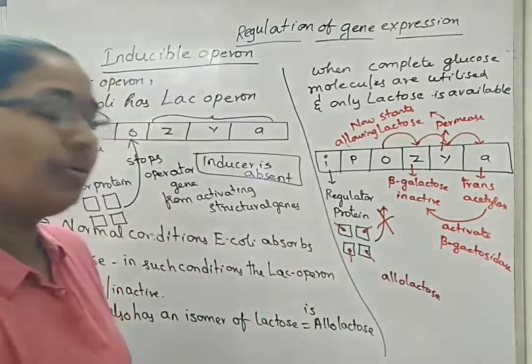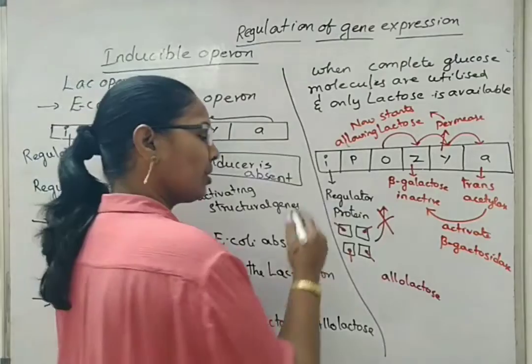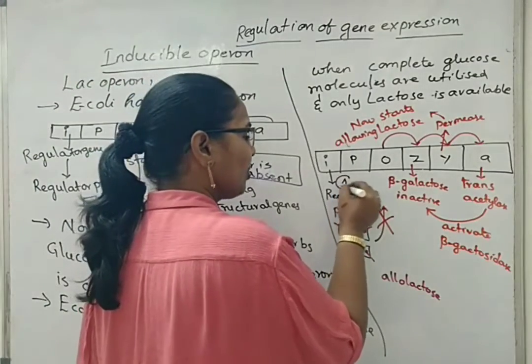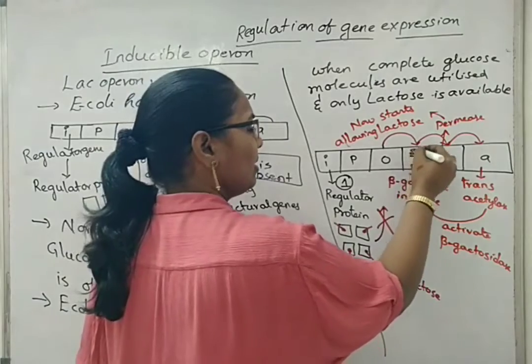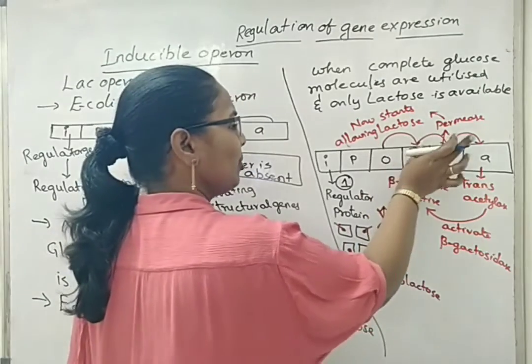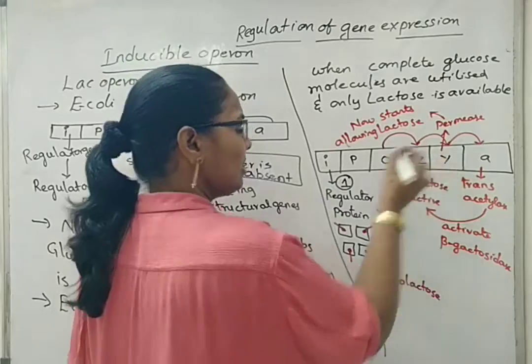So now, we will give the numbering for the sequence or the order. First, this is produced, but here it is inactivated. Next, at the second time, the Z gene produces beta-galactosidase. This is the second function.